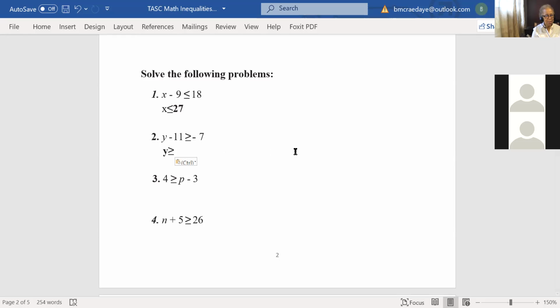7 from 11. 4. That's right, 4. Very good. So Y is greater than or equal to 4. And you can see that's correct because a plus 4 and a minus 11 gives you a minus 7, which is equal to minus 7. Okay. All right.